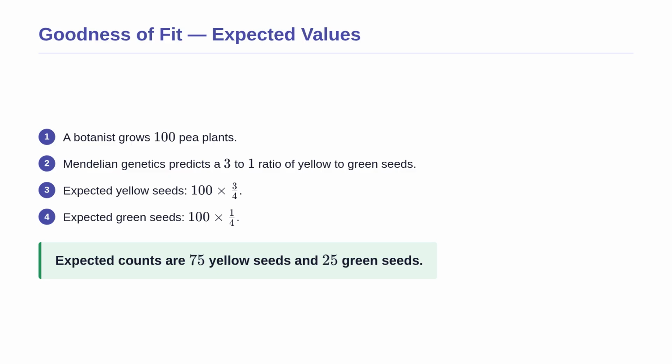Before looking at the real data, we must calculate our theoretical baseline. Since the expected ratio is 3-to-1, 3 out of every 4 plants should be yellow. We multiply 100 by 3/4 to get 75 expected yellow seeds. Similarly, we multiply 100 by 1/4 to get 25 expected green seeds. These numbers represent a perfect, idealized world without any random variation.